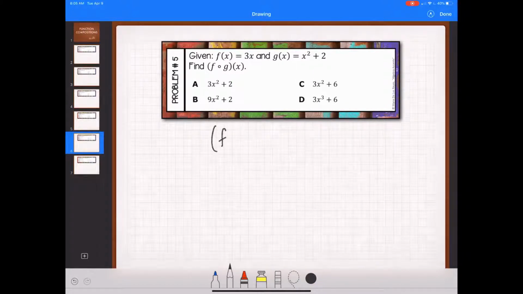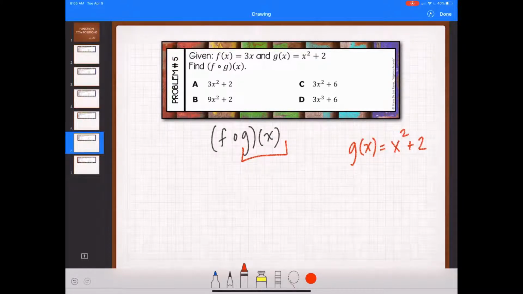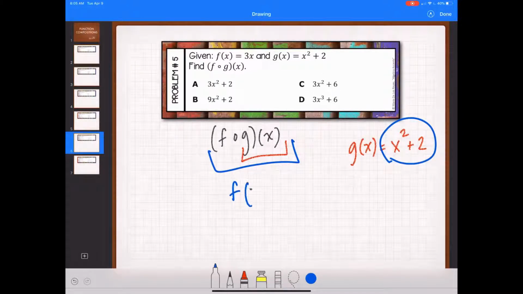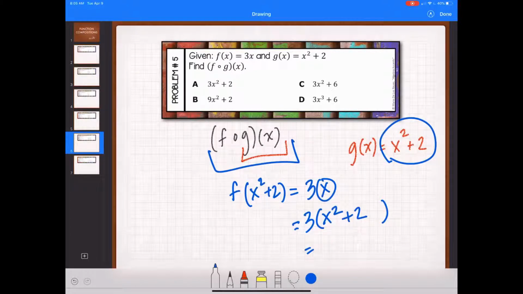So here, the composition of f and g of x. Again, we're looking at the g function first. This time it just says g of x. So basically that means you're just looking at the g function. There's really nothing to evaluate or simplify. When you put x in, you get the same thing. So we're going to use this, and put it inside of the f function. Now we're putting in x squared plus 2. The f function is 3x, which means in here, we're going to substitute x squared plus 2. And we're going to simplify. So distribute: 3x squared plus 6.